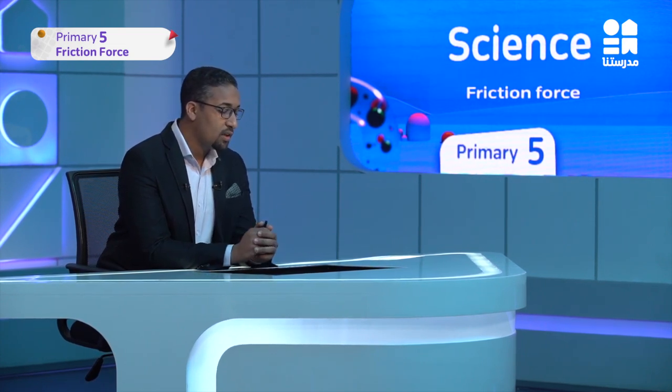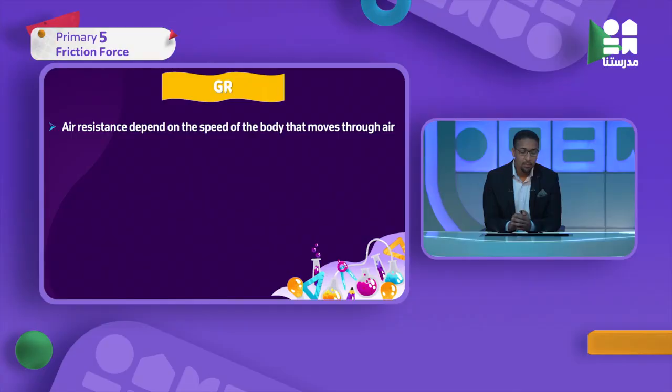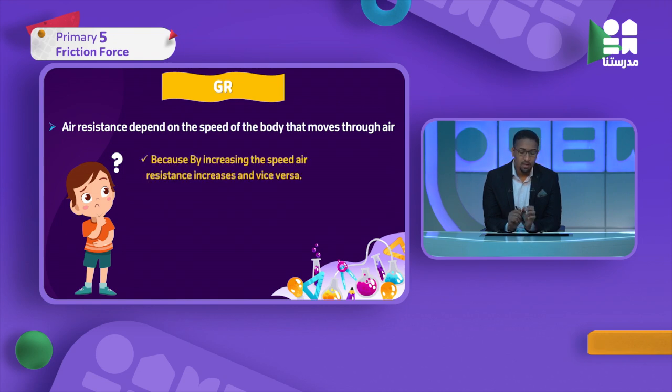Here is a question. Give reason. Air resistance depends on the speed of the body that moves through air. Why? Who can tell me? Why does it depend on the speed? We said that because by increasing the speed, air resistance increases and vice versa. By decreasing the speed, air resistance decreases.